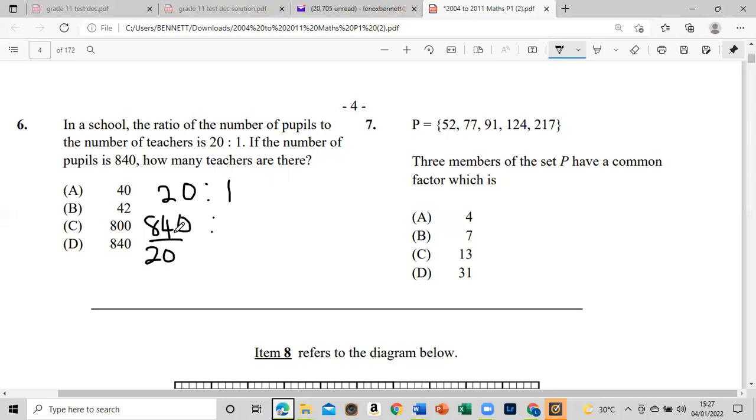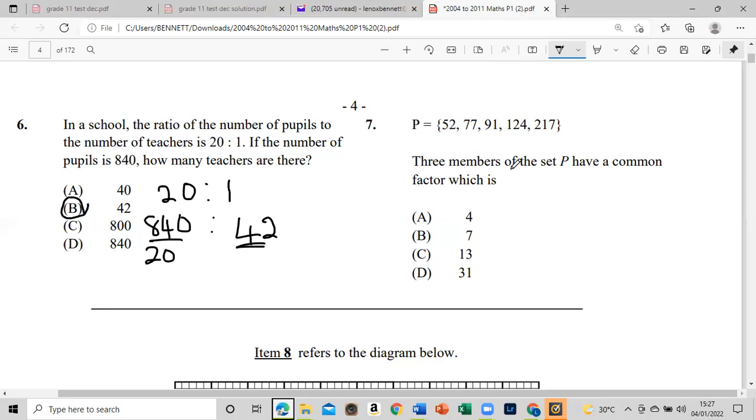So we type 42, work it out still. 20 into 80 goes 4 times. In the 40 and then 2, so that's 40. As I was saying, it looks like 40.